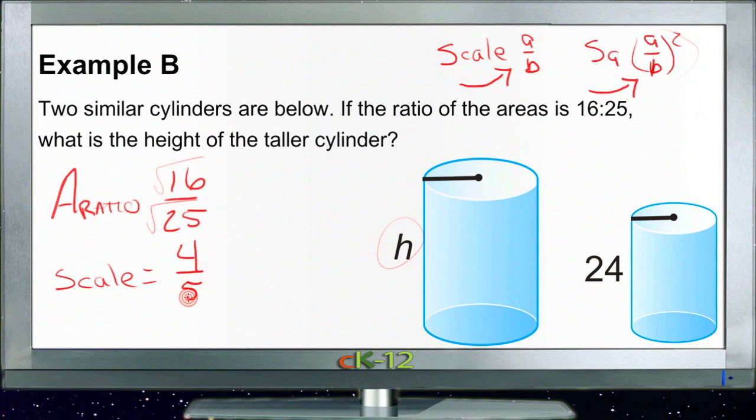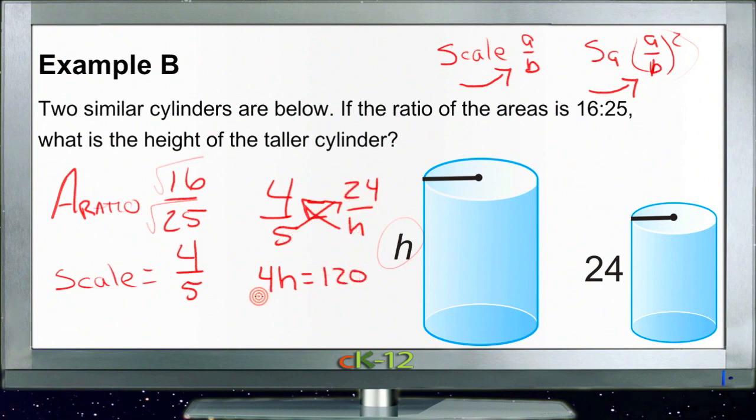If the scale factor is 4 to 5, then we can figure out our comparison here because we know that 4 over 5 is going to be the same thing as 24 over h, right? Because the little one and the big one and the little one and the big one, right? So we're going to cross multiply 5 times 24 and 4 times h. So we get 4h equals 5 times 24, which is 120. Divide both sides by 4, and we get 120 divided by 4 is 30, so h is 30.